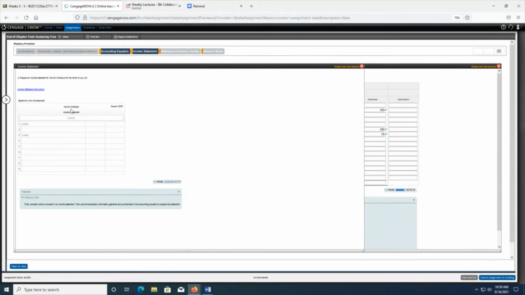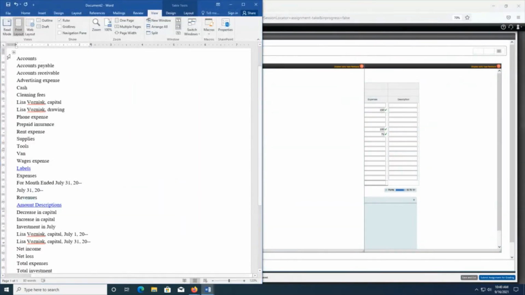Right here it's going to say "We Do Windows," which was the name of the business. It's going to say the income statement, and then it wants us to label. So we're going to come back to this. Labels, and from here we've already used all of these. Now that we're in the income statement, we don't need any of these.